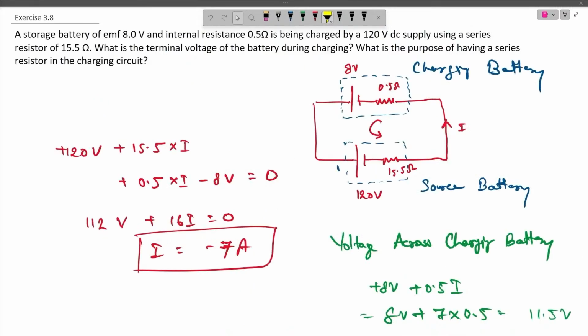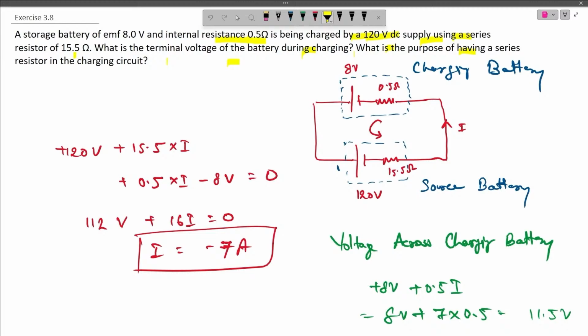The question says that a storage battery of EMF 8 volt and internal resistance of 0.5 ohm is being charged by a 120 volt DC supply using a series resistor of 15.5 ohm. What is the terminal voltage of the battery during charging, and what is the purpose of having a series resistor in the charging circuit? So this is the circuit diagram of this question.